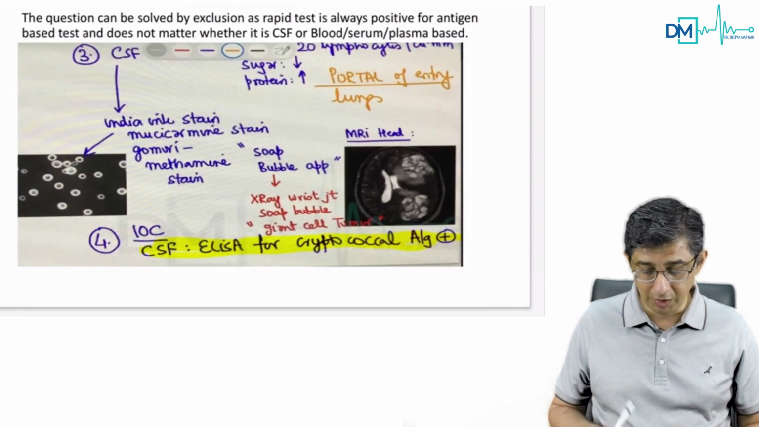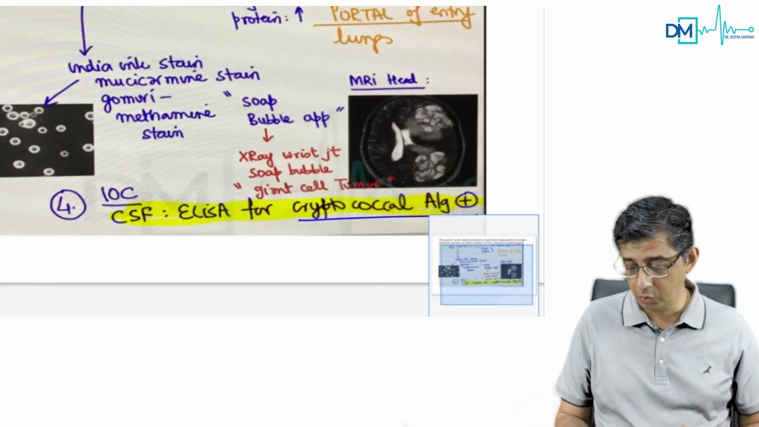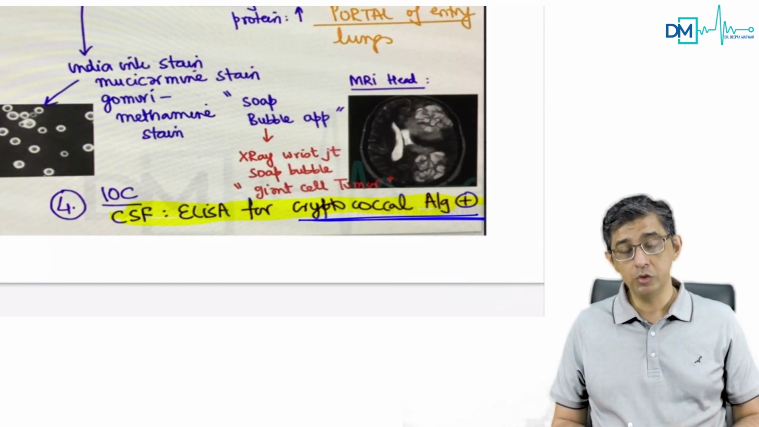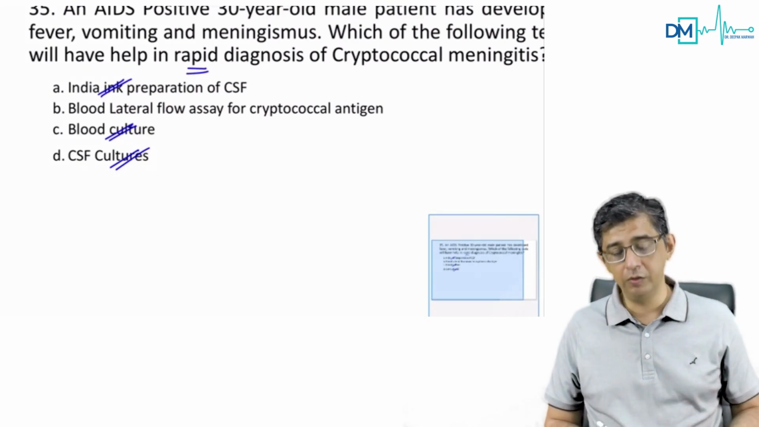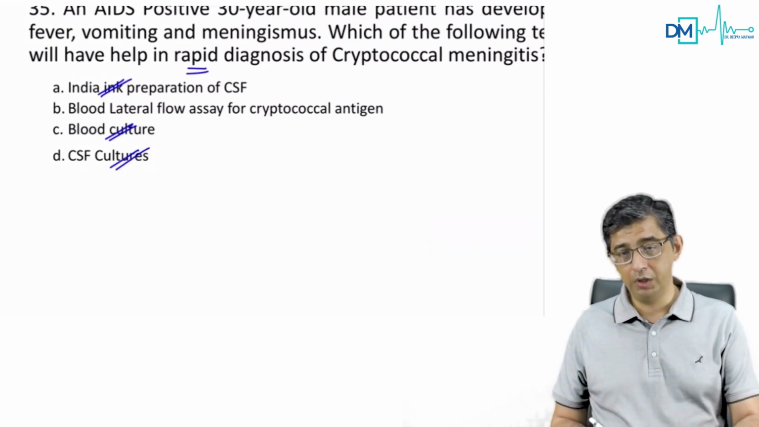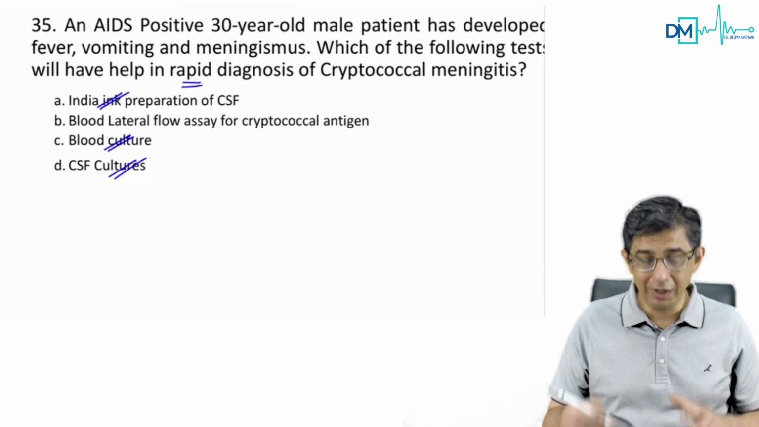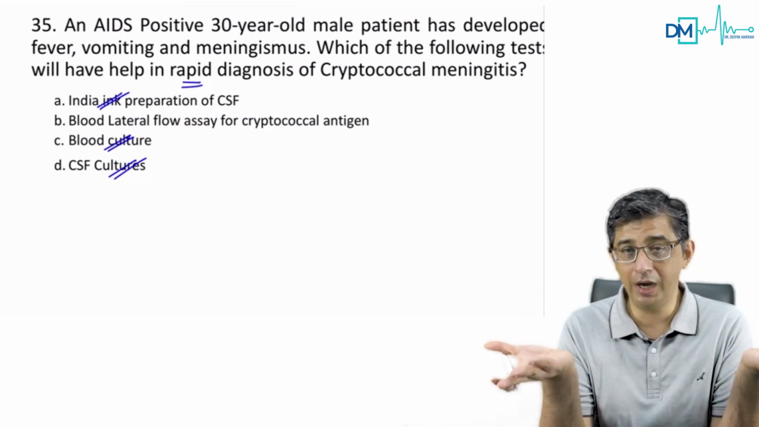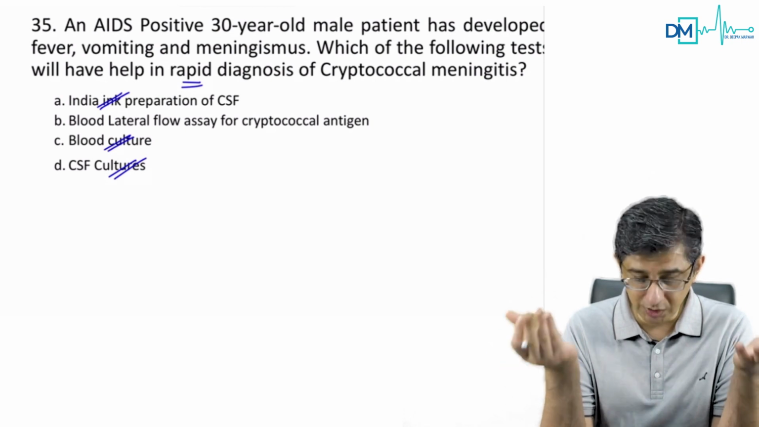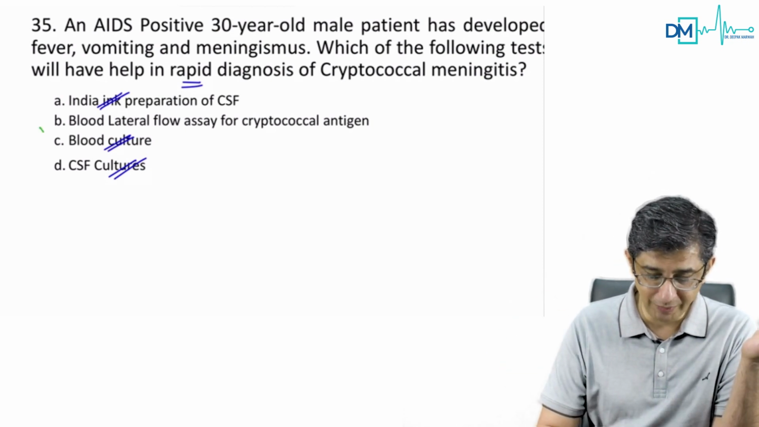In the actual lecture, what did I tell you? CSF ELISA for cryptococcal antigen. So now he has not given CSF ELISA in the options, so what difference does it make? We can do it in blood, a lateral flow assay for cryptococcal antigen. But the bottom line is, for any rapid test it has to be an antigen or antibody based test. So you just have to look for this option, that is, is it mentioning antigen?